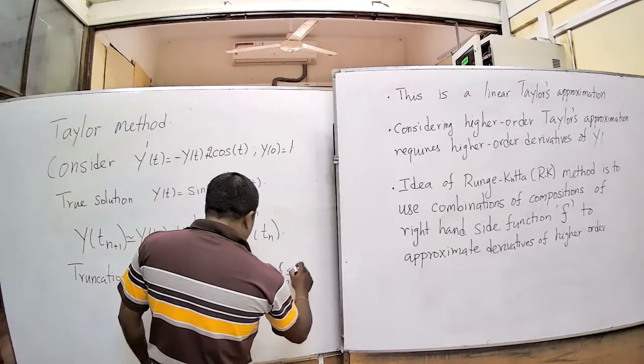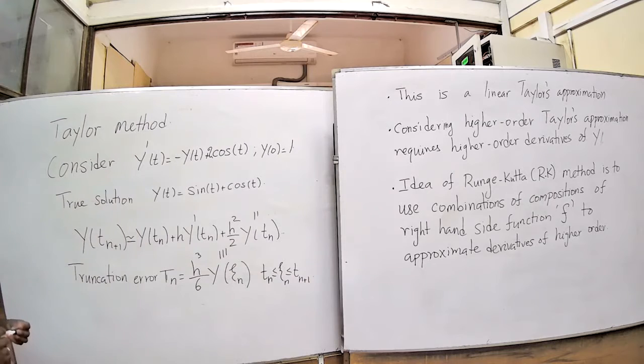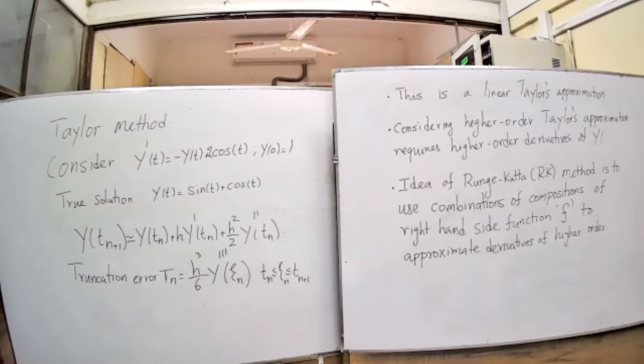So this is how you approximate by using Taylor's expansion. When you approximate, you have to get rid of the rest of the terms, so that becomes the truncation error. You keep the leading or dominant term, that is h cubed over 3 factorial, which is 6, times y triple prime.